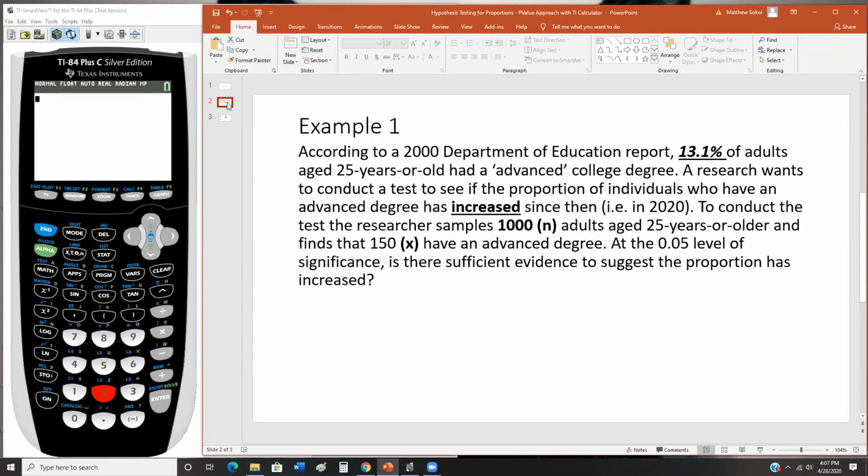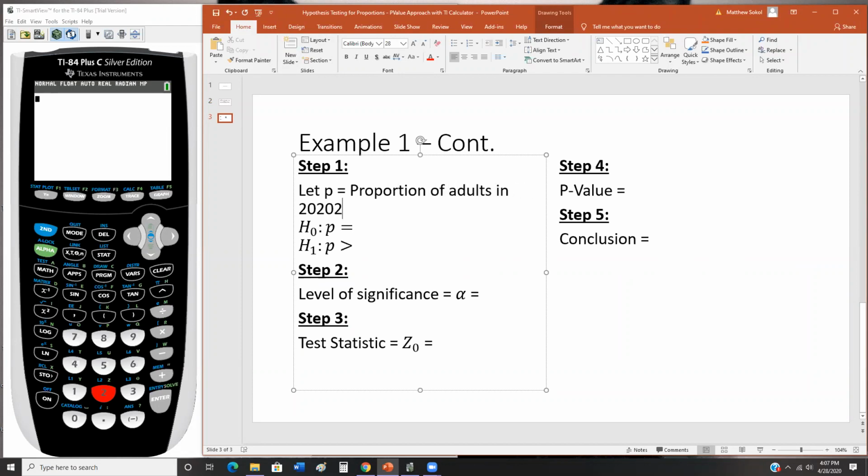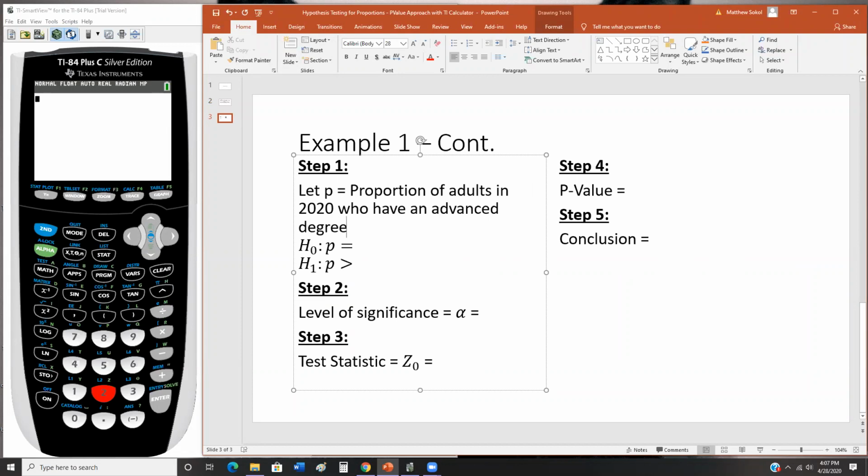What does the Department of Education say it is? 13.1%. Yeah. So what we're looking to see is if in the year 2020 it's now higher than that. So the proportion we're going to investigate is the proportion of adults in the year 2020 who have an advanced degree. Okay, that's what we're looking at right there.